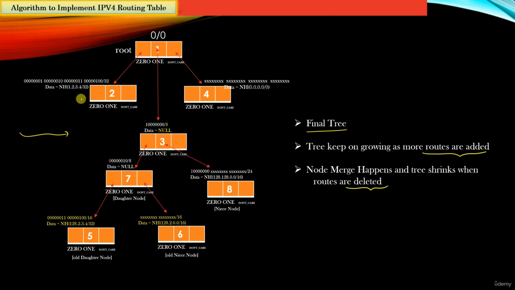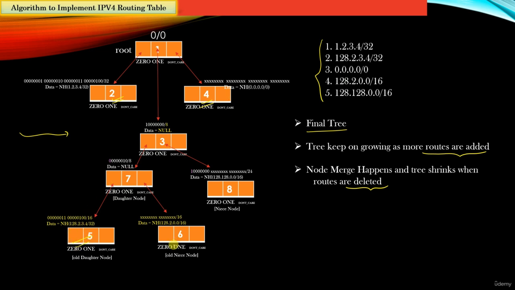So in this M trie data structure, which you can see on the screen, we have inserted these following 5 routes. And you can see that in this M trie data structure, we have 5 leaves. You will have as many leaves as the number of routes you have inserted in this M trie data structure. So node number 2 is a leaf, node number 4 is a leaf, node number 5 is a leaf, node number 6 is a leaf, and node number 8 is a leaf. The path from the root node to the leaf node represents exactly one route.